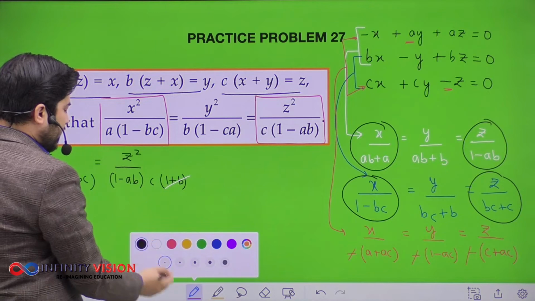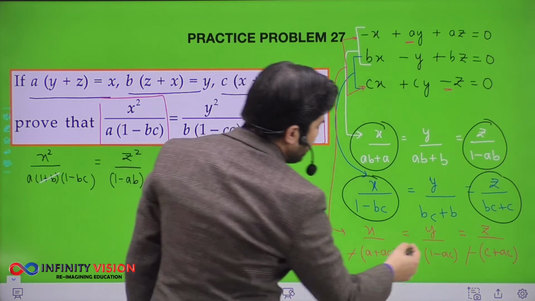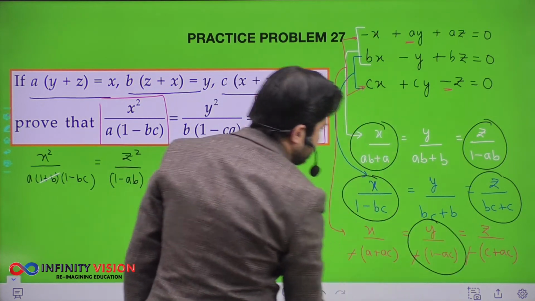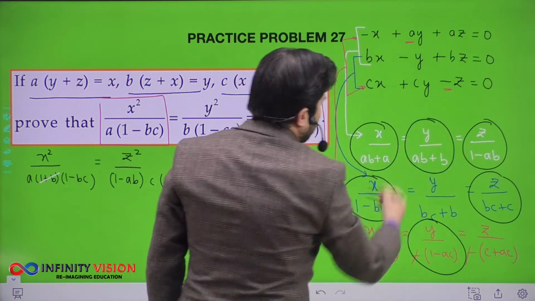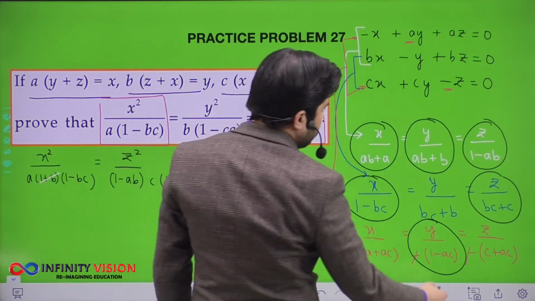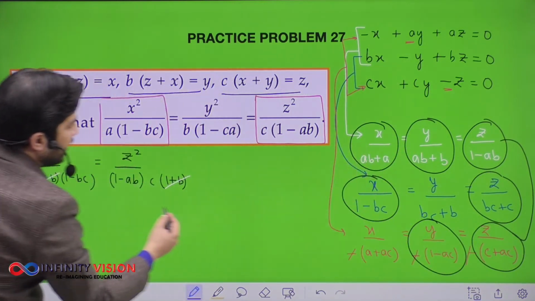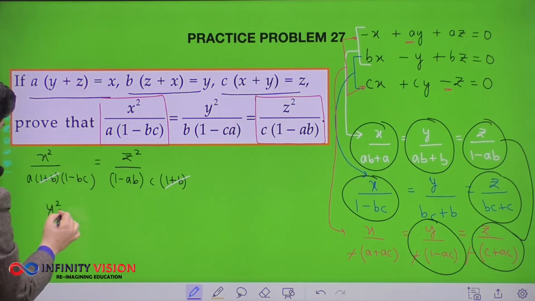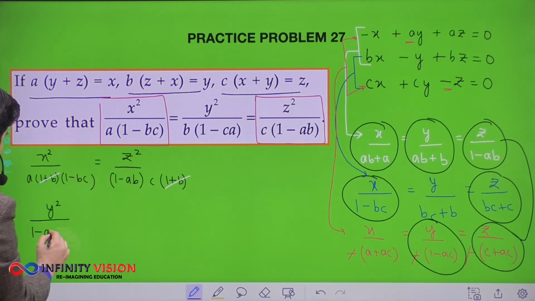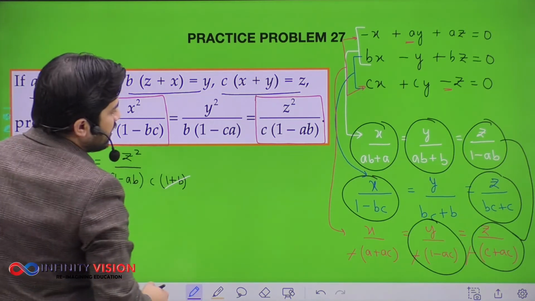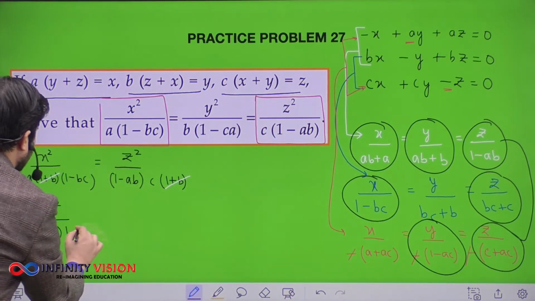Now let's say I'm going to compare the y square part. So I'm going to pick this equation, y upon 1 minus ac, and then I'll pick this, let's say, and then I'll pick this with this. So I can say y into y is y square upon, here I see 1 minus ac, I'll write 1 minus ac, and then here I got b into 1 plus a, so I'll write b into 1 plus a.